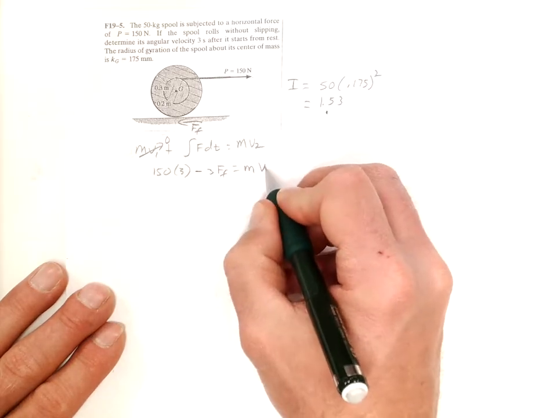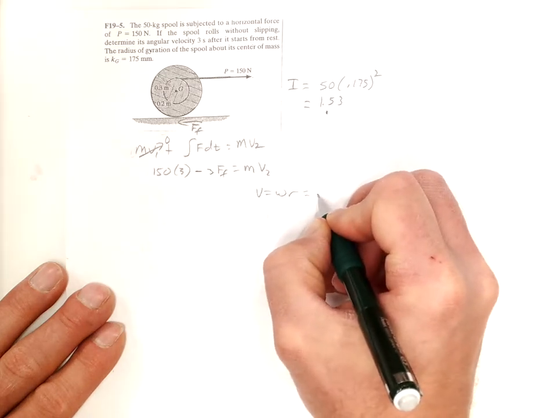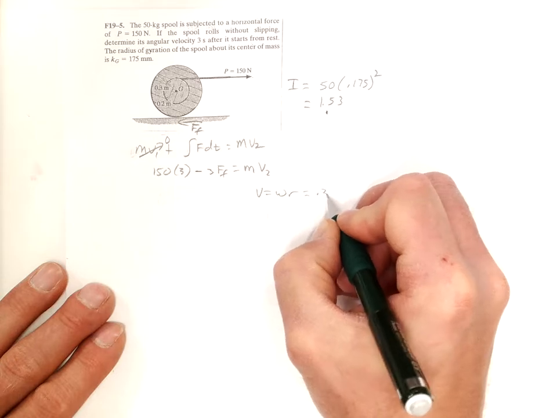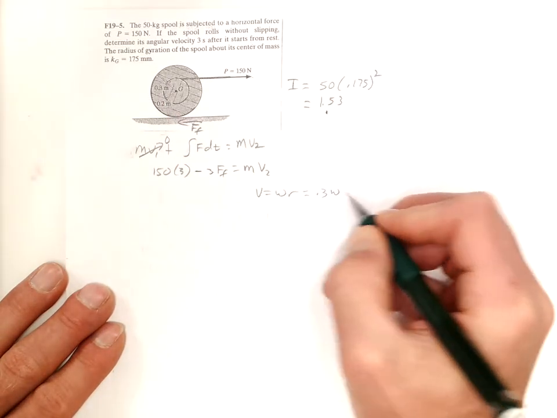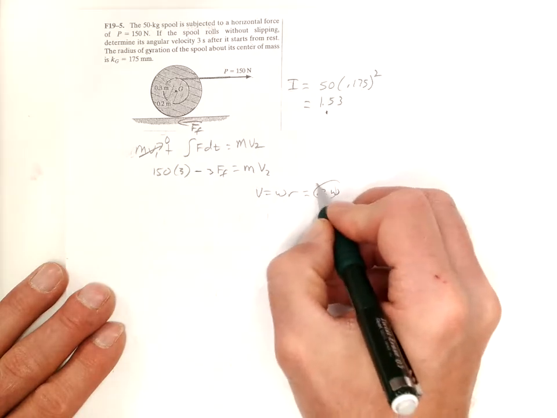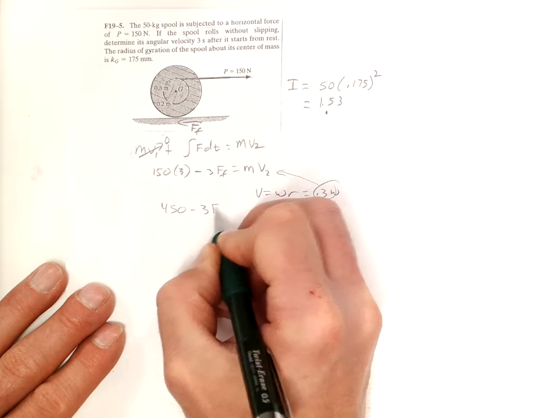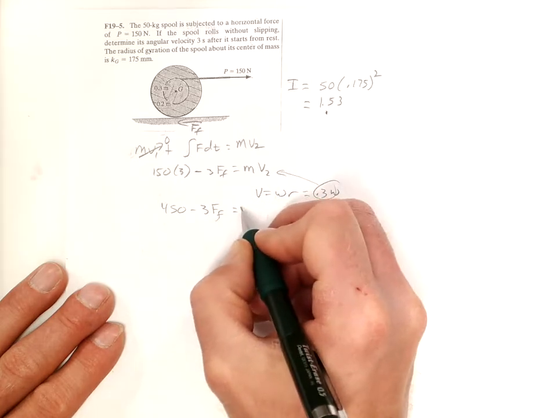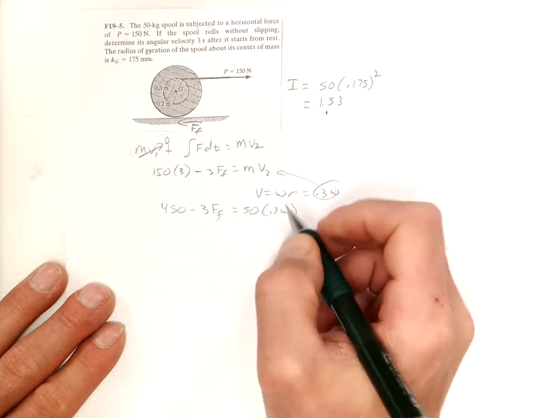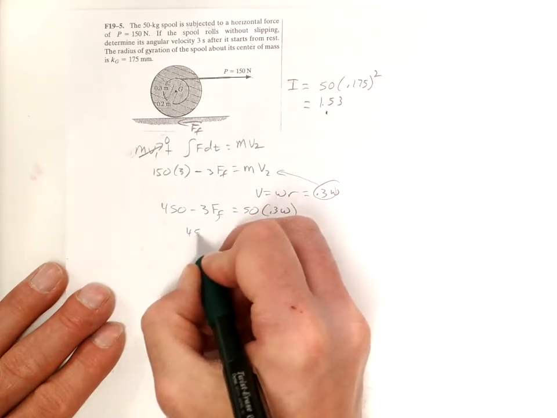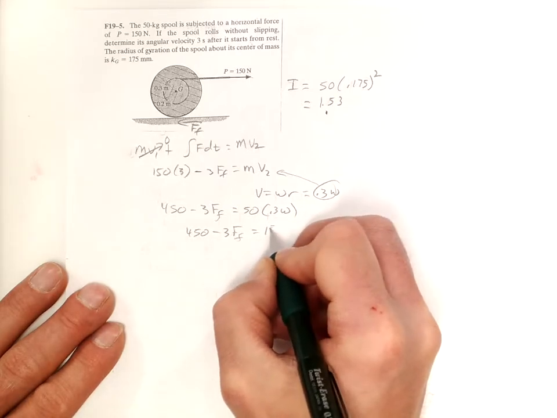Now we can put in v equals omega r, which equals 0.3, this radius all the way out, times omega, and put that into right there. So now we have 450 minus 3 force of friction equals 50 times 0.3 omega. So we have 450 minus 3 force of friction equals 15 omega.